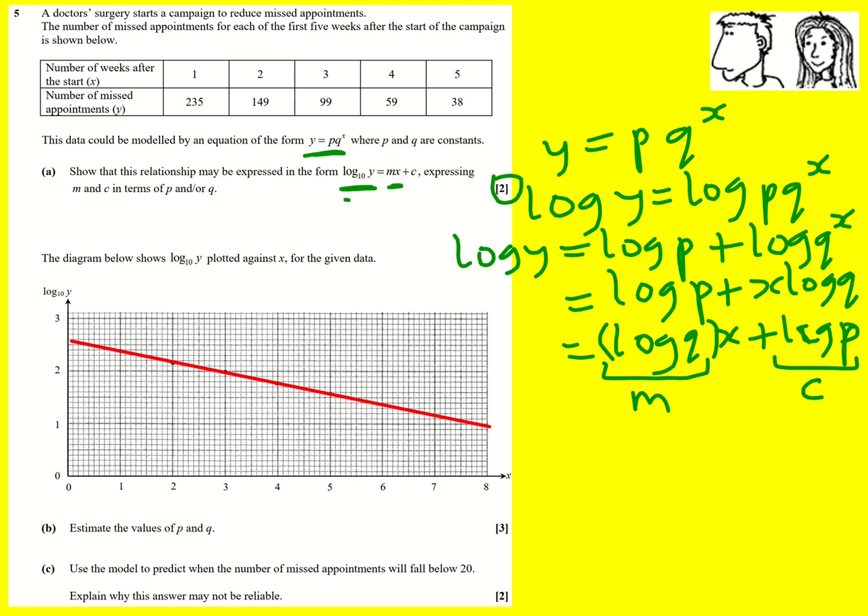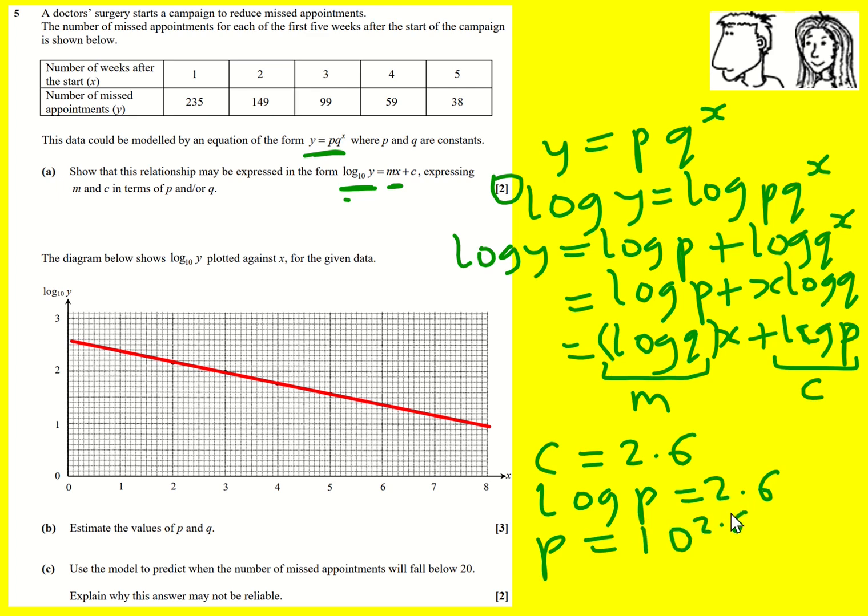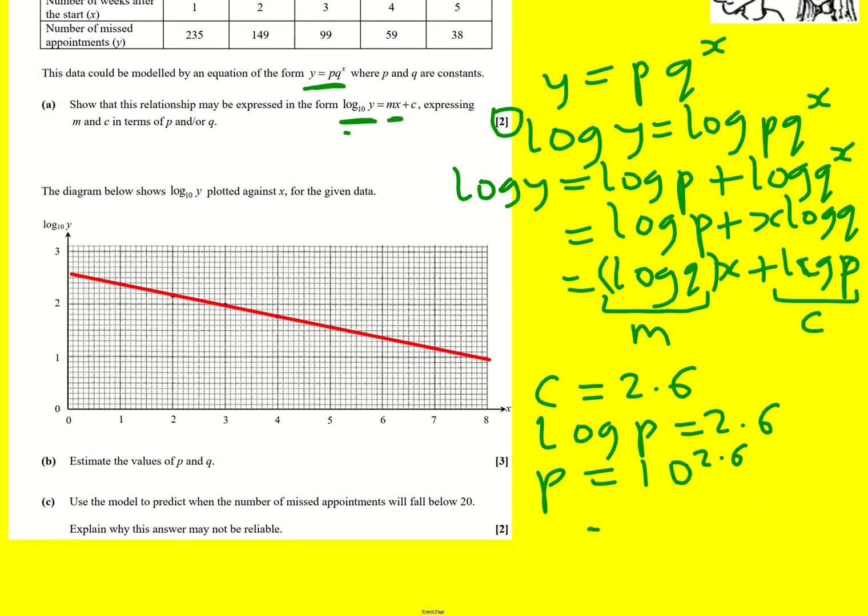So I'm going to get that the intercept is pretty much 2.6. C is approximately 2.6. I think I'll use the equal sign here. And that means that log of P is 2.6. And so P is going to be 10 to the power of 2.6. And I can work that out. It's 398.107.